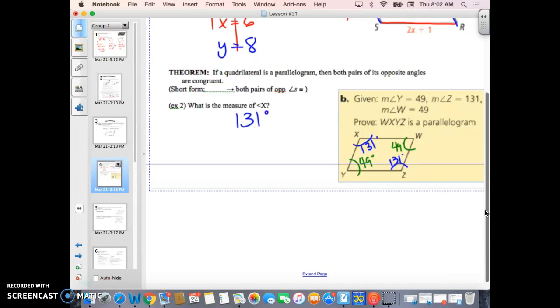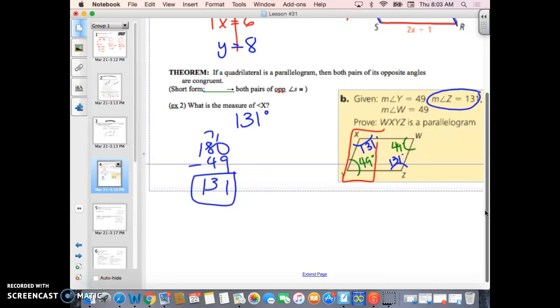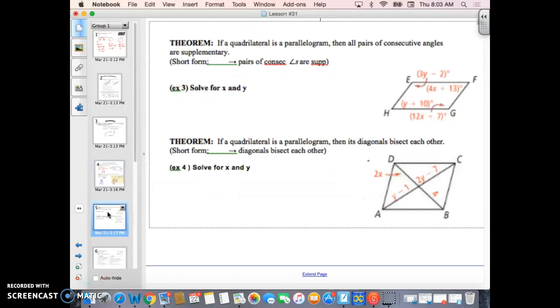Now, if they didn't give me this information, I could easily figure it out. I could just take 180 minus 49, and you get 131. Because of same-side interior angles, these angles are always going to add up to 180 degrees. Again, everything in geometry is real basic. You just got to think, do they add up to 180? Do they add up to 360? Are they equal to each other? The hard part is actually setting up the equation. Okay. And remembering all these rules.